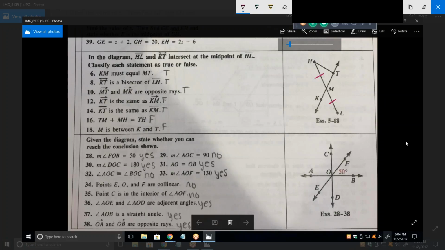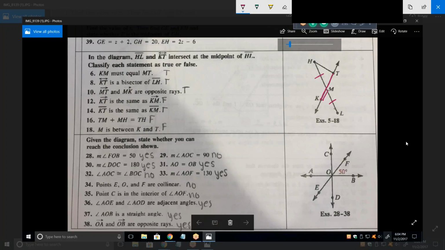Okay. Let's look at 8. Let's just go through each of these. KT is a bisector of LH, correct? MT and MK are opposite rays. That is true. Yeah, no, that's true. KT is the same as KM. What? KT is the same as KM. Well, that's false. Obviously, KT is that entire line, and KM is just that piece of it.